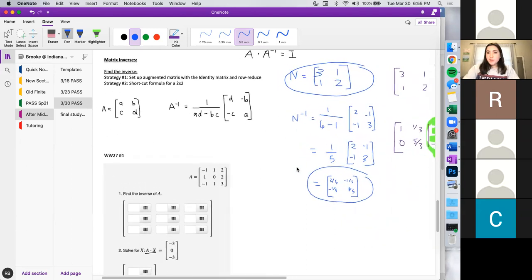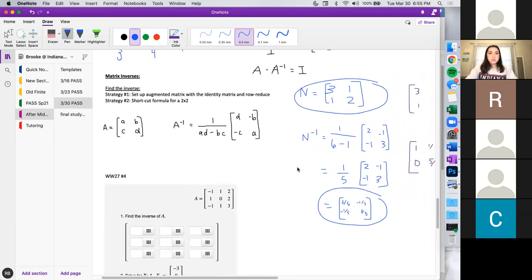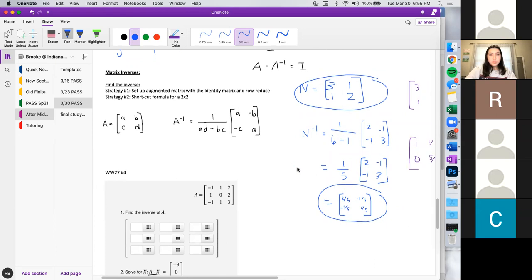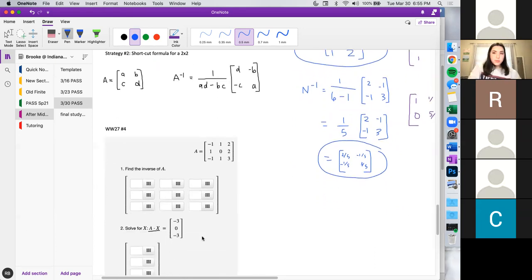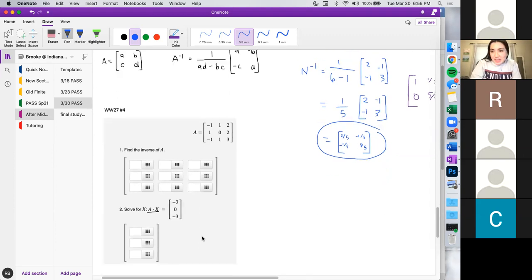Okay, I got 5 minutes. Questions? Need a breather? Do you have time to do the second part of the problem right there? Yep. I understand how to find the inverse, but I don't understand how he's applying it. Yep, we will definitely. That's the goal.